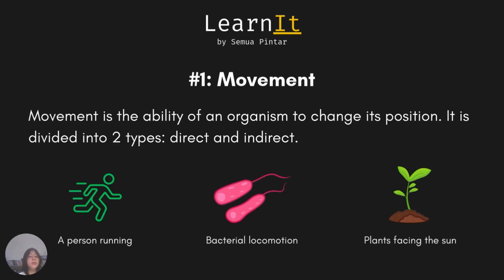So first, we have movement, which is the ability of an organism to change position. It is divided into two types, direct and indirect. An example of direct movement would be a person running or bacterial locomotion using flagella. Direct movement is usually defined as displacement, which is when one organism moves from one place to another. Meanwhile, for indirect movement, an example would be plants facing the sun. In indirect movement, the organism stays in one place, but its body parts do move.